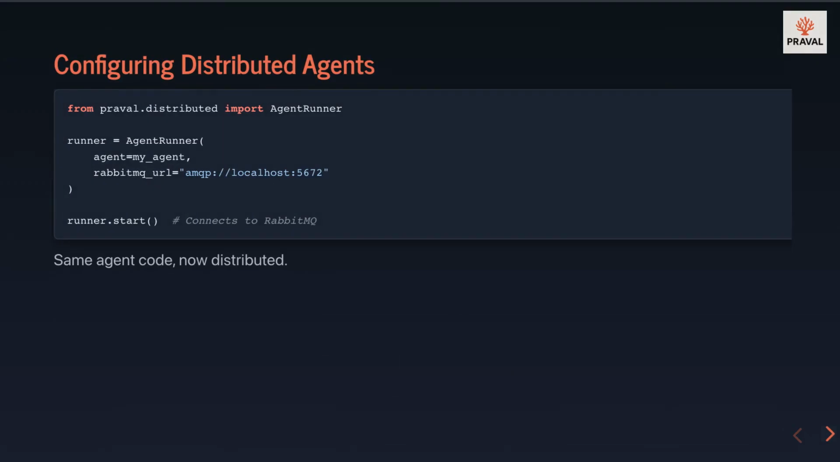To enable distributed agents, you configure the reef with a RabbitMQ URL. Set distributed to true and provide your connection string. Now when agents broadcast, messages go through RabbitMQ, and agents on different machines can participate in the same system.